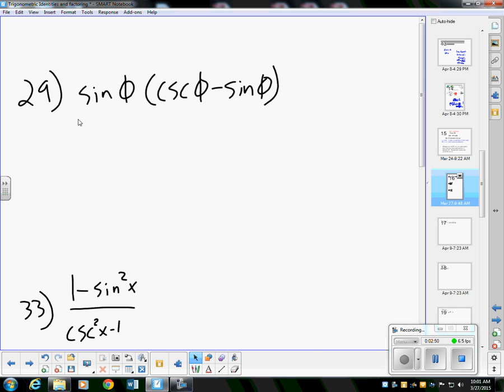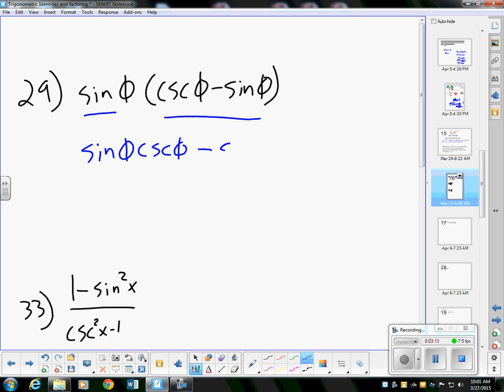Well, this is where, honestly, you just do some trial and error. I noticed that I am multiplying this times this, and this middle part is cosecant minus sine. So what if I just distributed sine across that? In other words, what is sine of phi times cosecant of phi minus sine of phi times sine of phi? I distributed this sine across both of those. Okay, you guys see that part? What would that turn out to be?